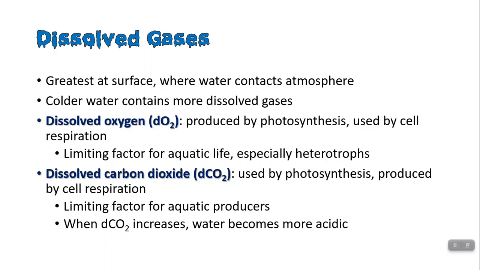Apologies for the yawn. It's a limiting factor for aquatic producers. If they don't have enough dissolved carbon dioxide, then they don't have enough fuel for photosynthesis. However, there is a bigger issue: when you have more carbon dioxide dissolved in water, it becomes more acidic.